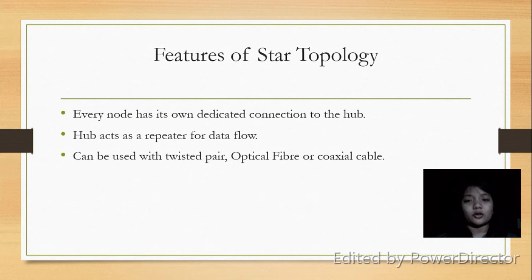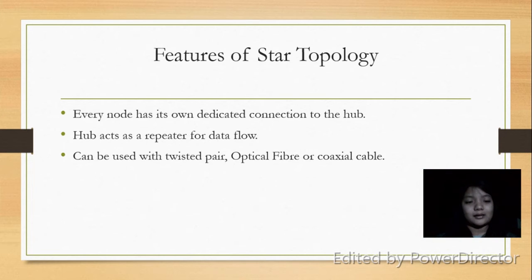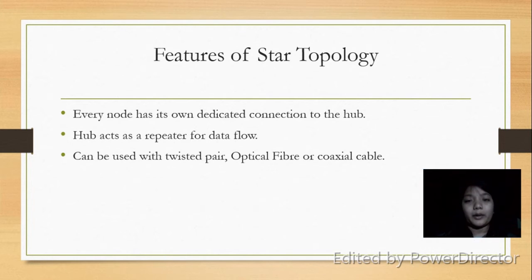Then the features of star topology. Every node has its own dedicated connection to the hub. So as I said before, the computers are all connected to the hub, and they have their own cable. Then the hub acts as a repeater for the data flow, and it can be used with twisted pair, optical fiber, or coaxial cable. So the computers are connected to the hub, and you can use twisted pair, optical fiber, or coaxial cable.